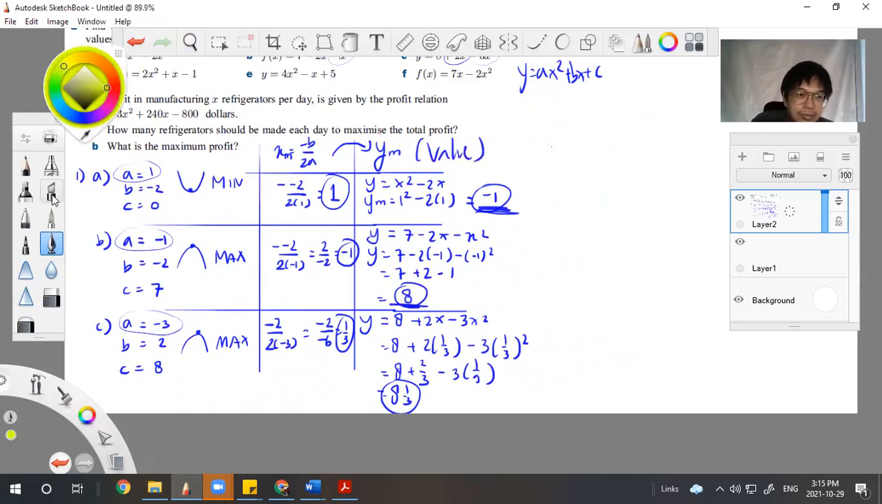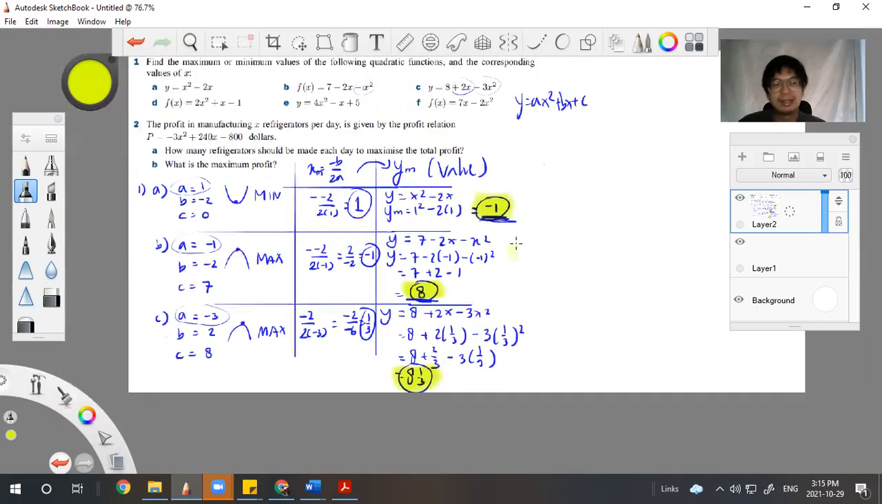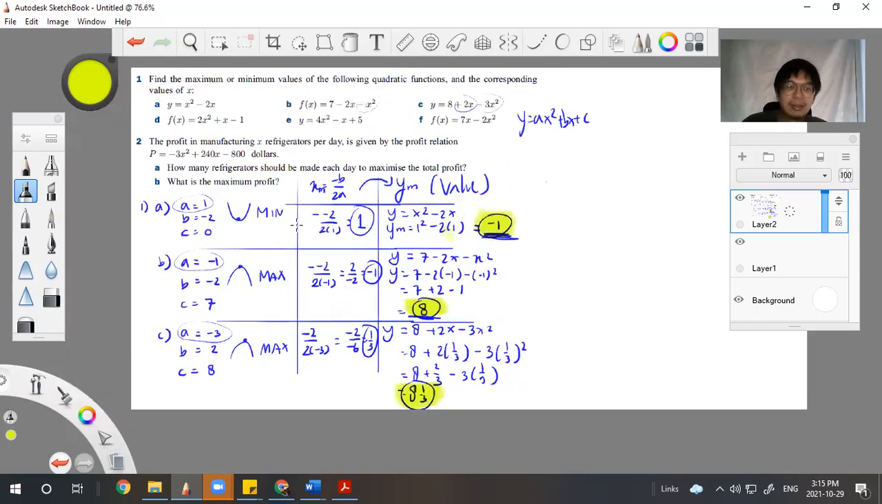Let's try to prove it in GeoGebra. So for number 1, A, B, C, the answer is -1, 8, and 8 1 over 3. For minimum, maximum, and maximum. Why? Because you have to look at the value of A. When A is positive, it is minimum. When A is negative, it is maximum. Let's prove. Wait, do I share all the screen? Yes, I do.